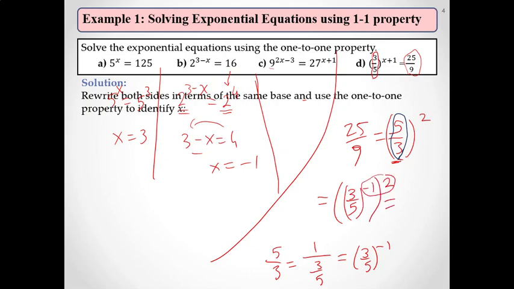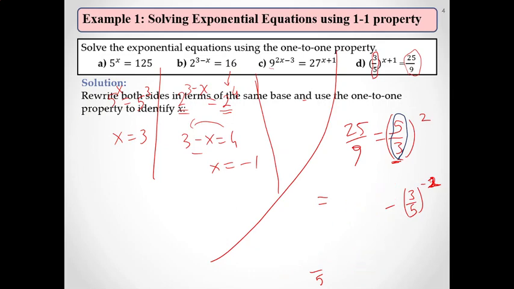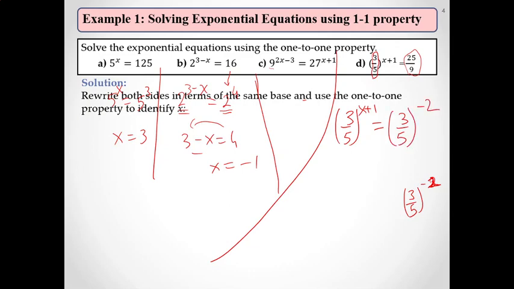Then you know the property here. If you're taking the power of a power, then you can multiply the exponents and write it as a power of the base. So this is minus 2. Now we have this equality. We have two exponential terms with the same base. What does it imply if the bases are the same? The exponents should be the same. So it gives us x equal to minus 3.